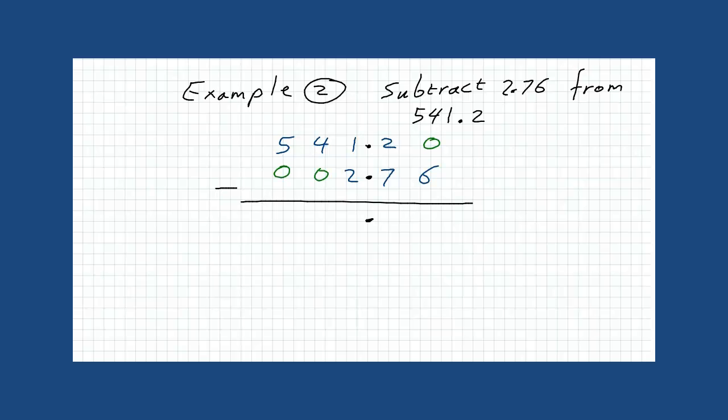Start subtracting. 0 minus 6, we should borrow from the tenths. So this will be 1, and this is going to be 10. 10 minus 6 is 4. 1 minus 7, borrow again. So this will be 11. 11 minus 7 is also 4. 0 minus 2, we will borrow from 4. This will be 3, and this is going to be 10. 10 minus 2 is 8. 3 minus 0 is 3, and 5 minus 0 is 5. And our answer is 538 and 44 hundredths.